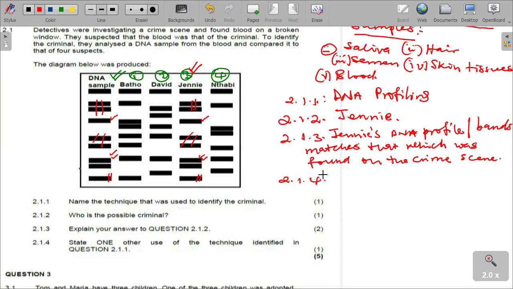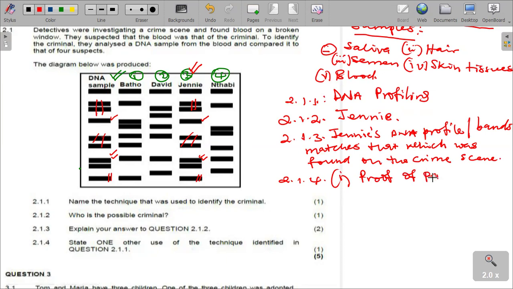So the first use is what? Is to identify possible criminals. That is one, to solve criminal cases or to solve criminal matters. That is one of the things we can use it for. The other uses: DNA profiling can also be used as proof of paternity.